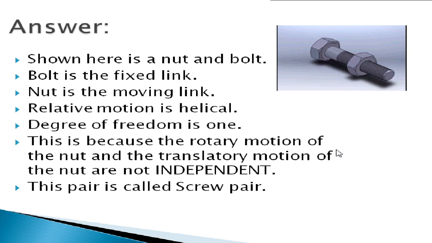Or if you try to turn the nut, if you try to revolve the nut while it is in the pair, it must definitely move along the axis. Because the rotary motion and translatory motion are dependent on one another, we need to count only one of them. That is why we say the degree of freedom of this kinematic pair is 1. The relative motion is helical, and this pair is sometimes called a screw pair.